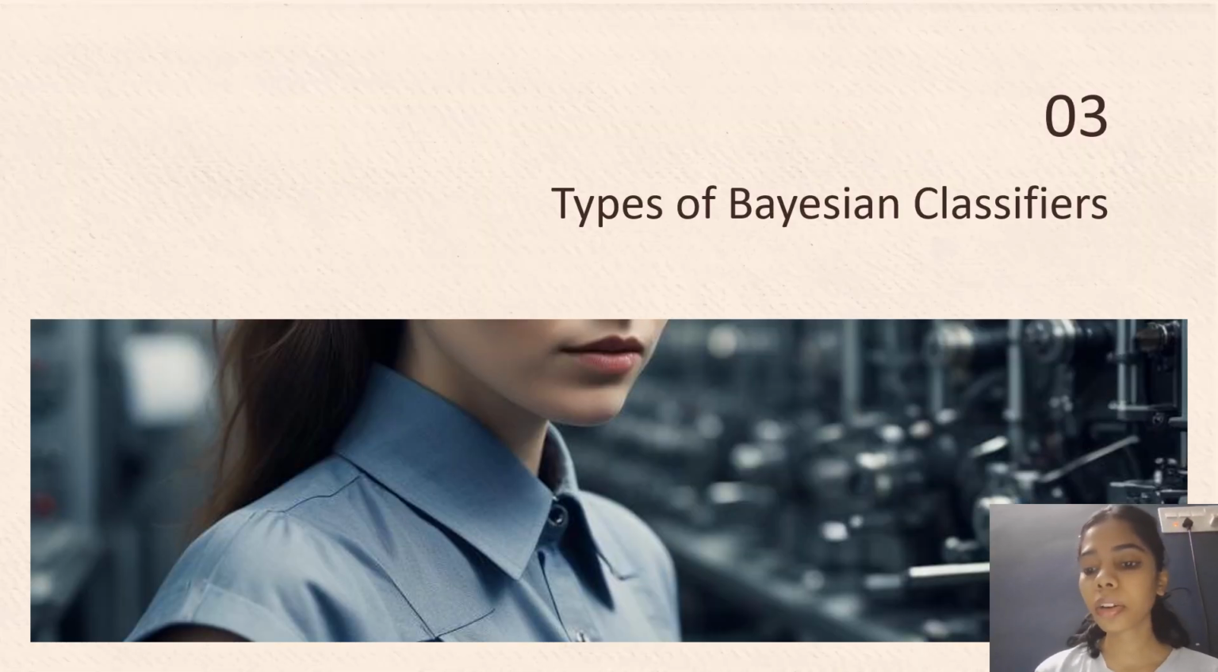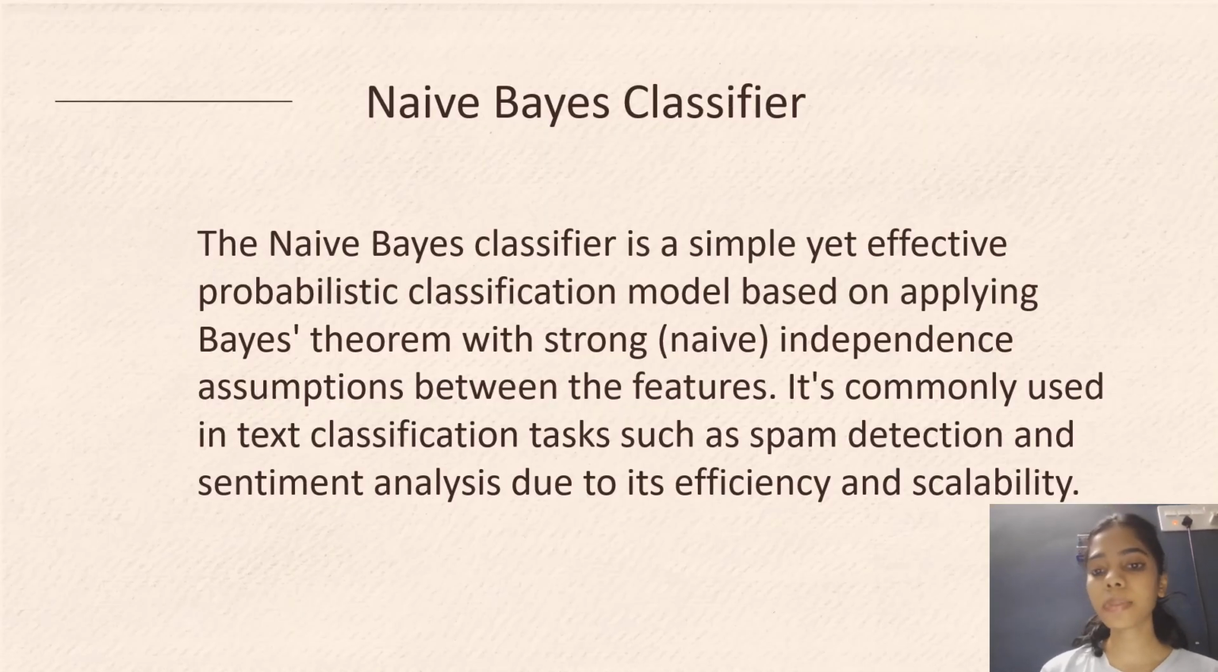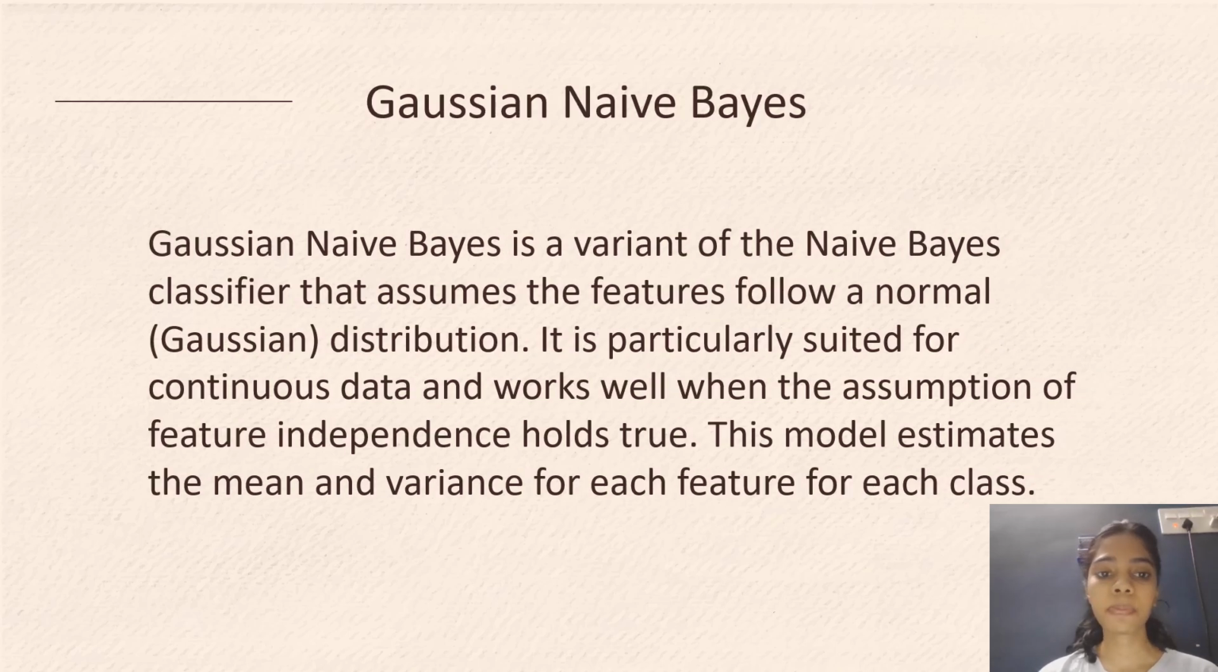And next, we are going to talk about types of Bayesian classifiers. The first one is Naive Bayes classifier. It is a simple and yet effective probabilistic classification model based on applying Bayes' theorem with a strong independence assumption between the features. It's commonly used in text classification tasks such as spam detection and sentiment analysis due to its efficiency and scalability.